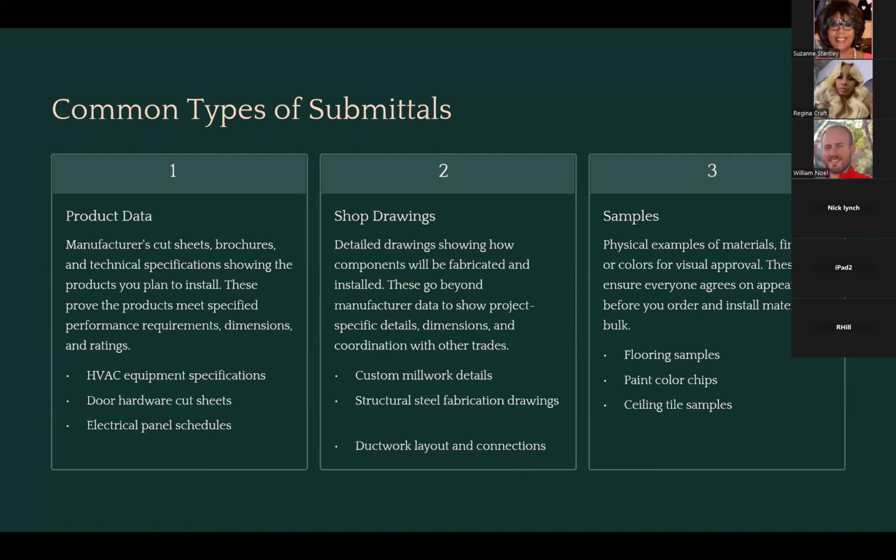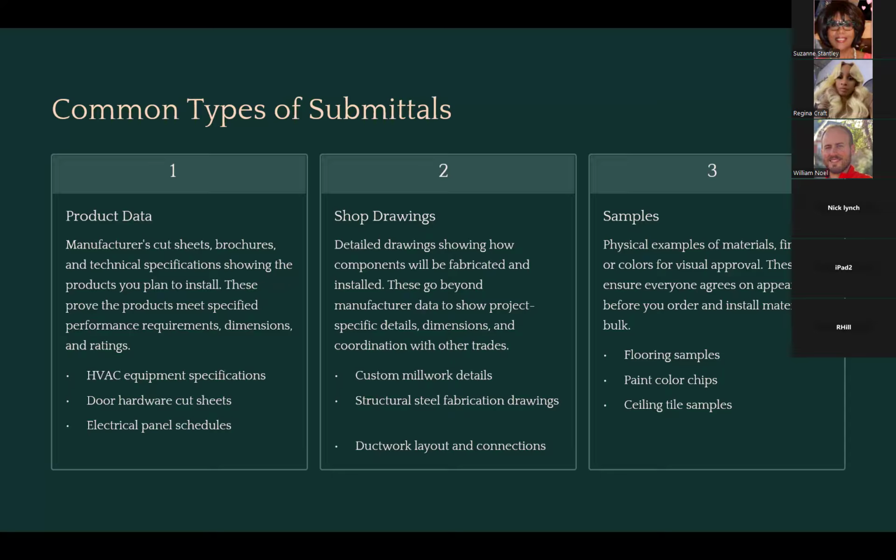So product data. When I say product data, what actually is that? You may hear the words cut sheets or specifications or brochure. It is an official sheet from the manufacturer of the product that you're providing that lists all the individual technical specifications of that product. These sheets are what prove the product meets what the architect or engineer wants to be installed. And again, that's how they also determine is it equal to.